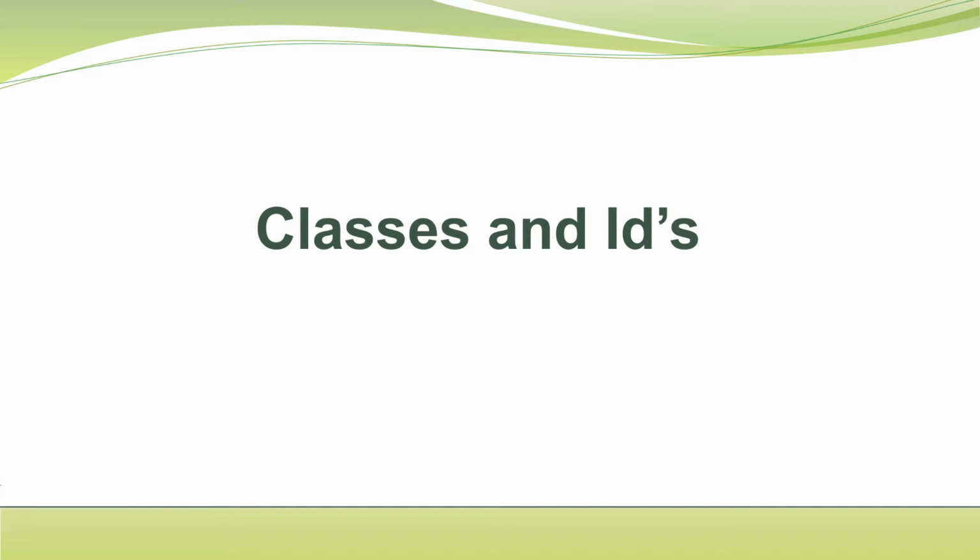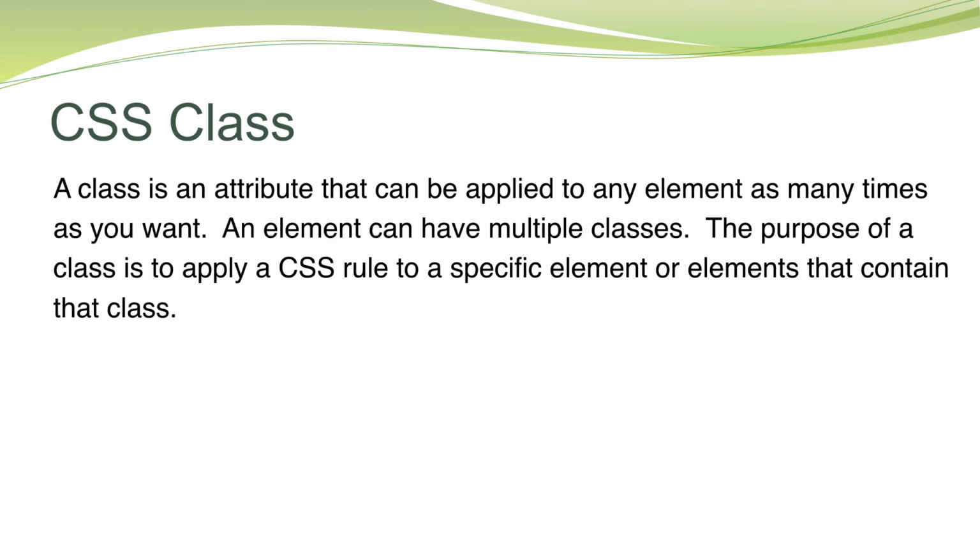In this video, we will go over what a class and an ID is. A class is an attribute that can be applied to any element as many times as you want. An element can have multiple classes. The purpose of a class is to apply a CSS rule to a specific element or elements that contain that class.